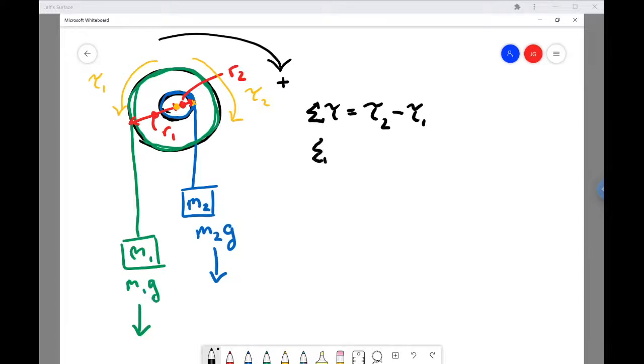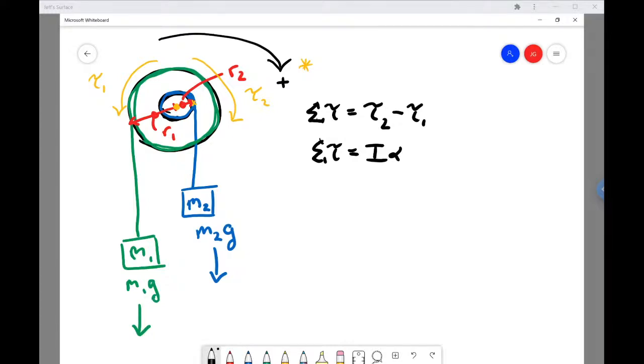And net torque is equal to rotational inertia times angular acceleration. These are vectors, but I've already taken the direction into account, so we can drop that. But alpha is a vector too. If alpha turns out to be negative, that means this thing's accelerating counterclockwise. If alpha turns out to be positive, that means it's accelerating clockwise, because I defined what that means up here.